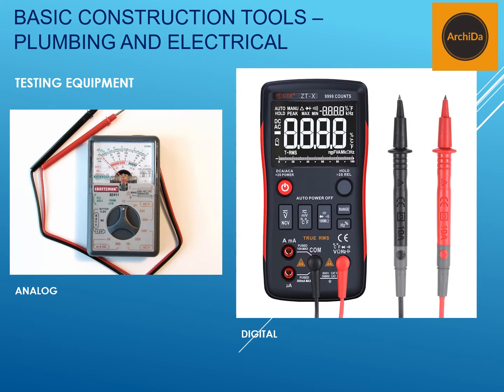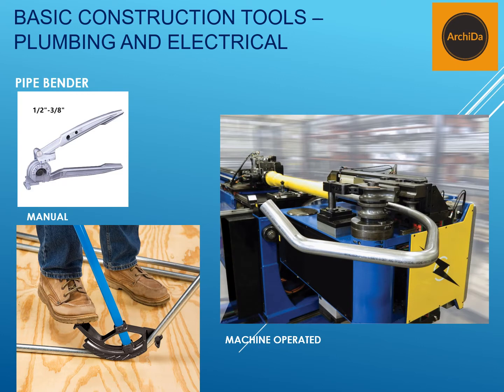Then comes the testing equipment. The picture on the left is an analog type of testing equipment, while the picture on the right is the digital type. Then we go to a pipe bender. The two pictures on the left are the manual version of pipe bending, while the picture on the right is the machine operated. Usually, these pipe benders are used for electrical conduits.